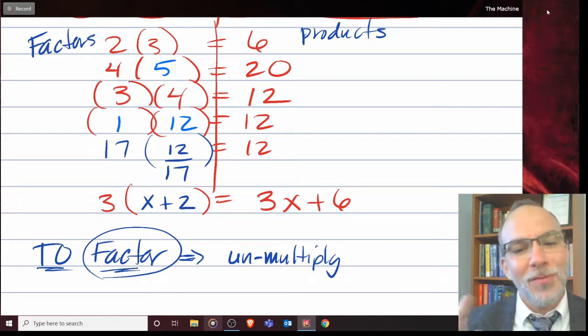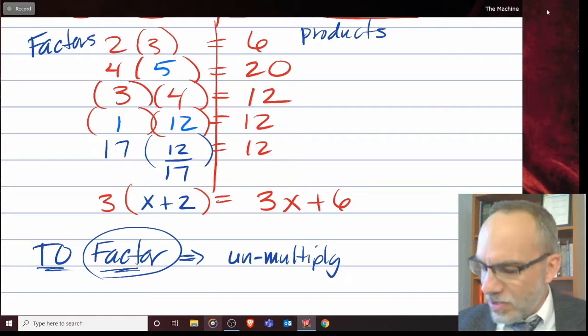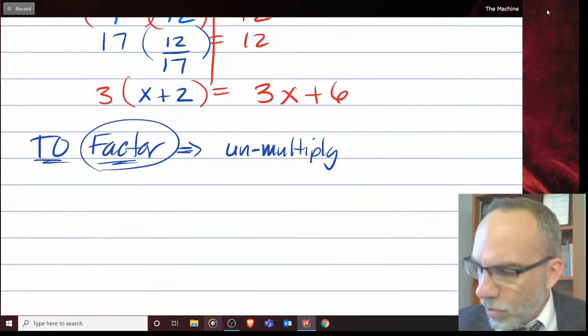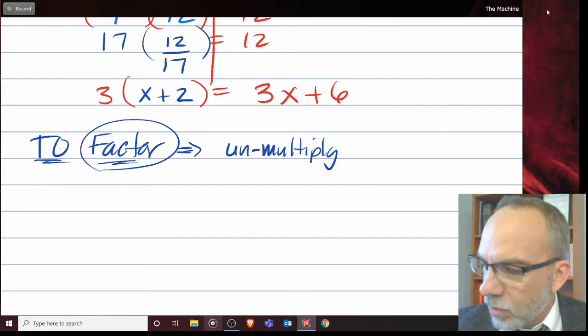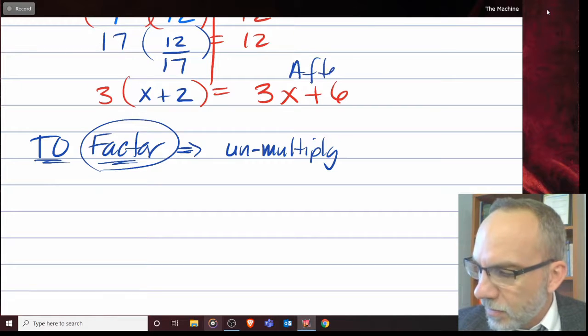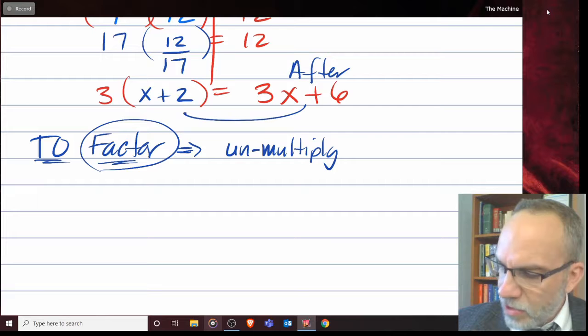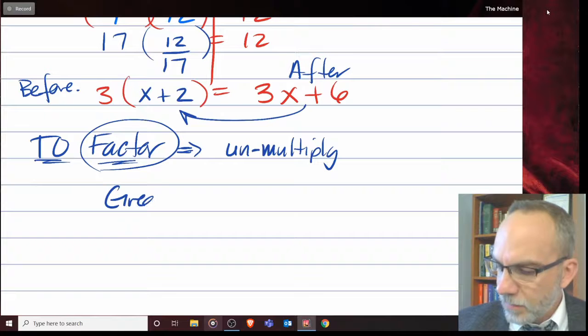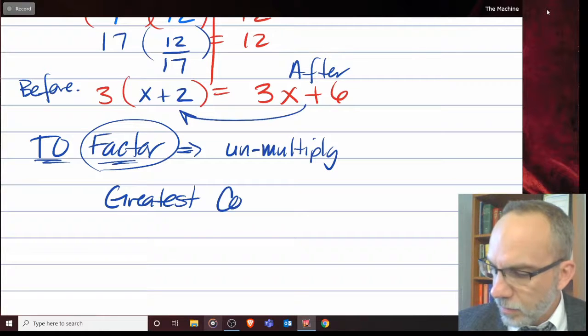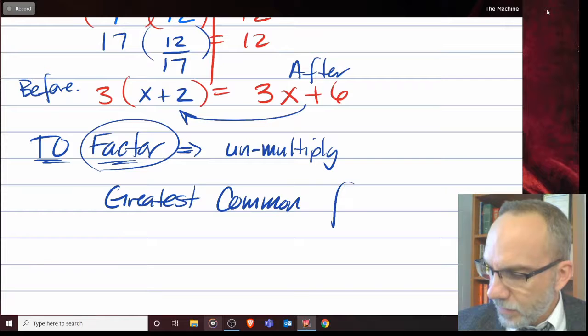And the proper term for that is factoring. All right, so then here's what's going on. We're going backwards. You're being given the after. I almost wrote before. You're being given the after, and you have to go the other direction to find the before. And the first way to do that is to factor out the greatest common factor.